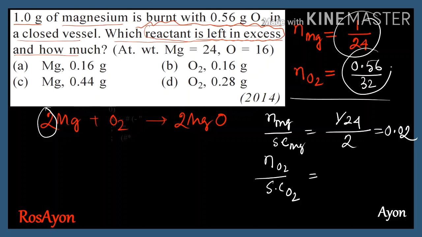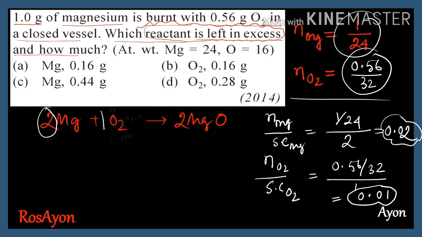Clear? Now the number of mole of O2 divided by stoichiometric coefficient of O2, that means 0.56 divided by 32, whole divided by stoichiometric coefficient 1. So that is equal to 0.01 something. Clear? So these two values, 0.01 and 0.02, are different. So this is a limiting reagent problem. Now which one is the limiting reagent? This value is less, so the limiting reagent is oxygen and it determines the product. And as O2 is the limiting reagent, it reacts completely. Clear?